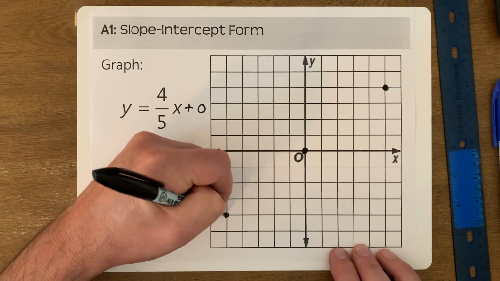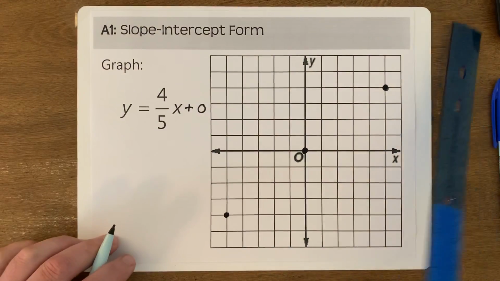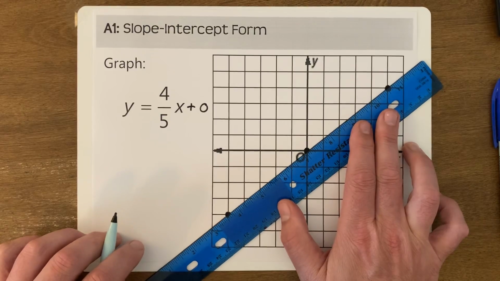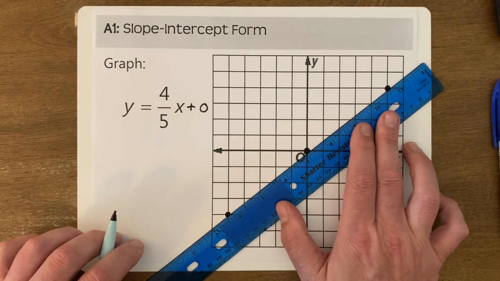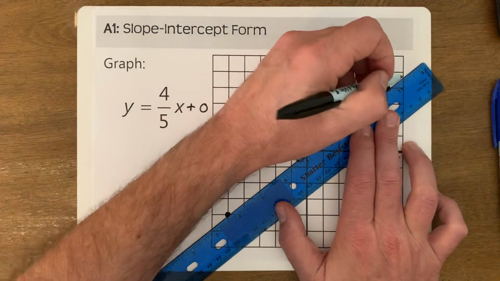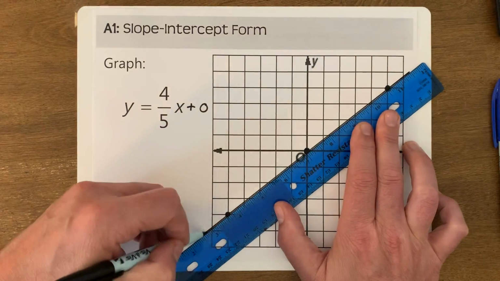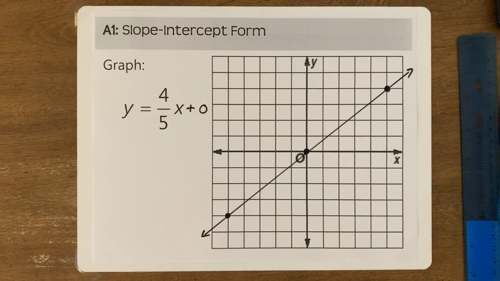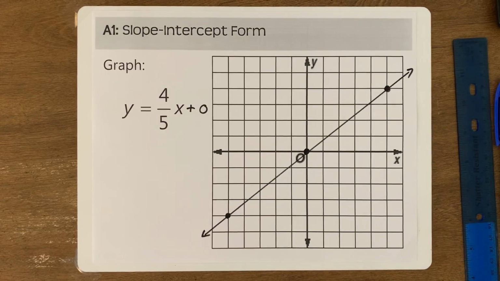Just be careful when you're doing that. Make sure that they all line up. You never want to graph a line and turn it in if all the points are not making a straight line. We call that collinear. Okay, now that one is complete. Let's try this one.